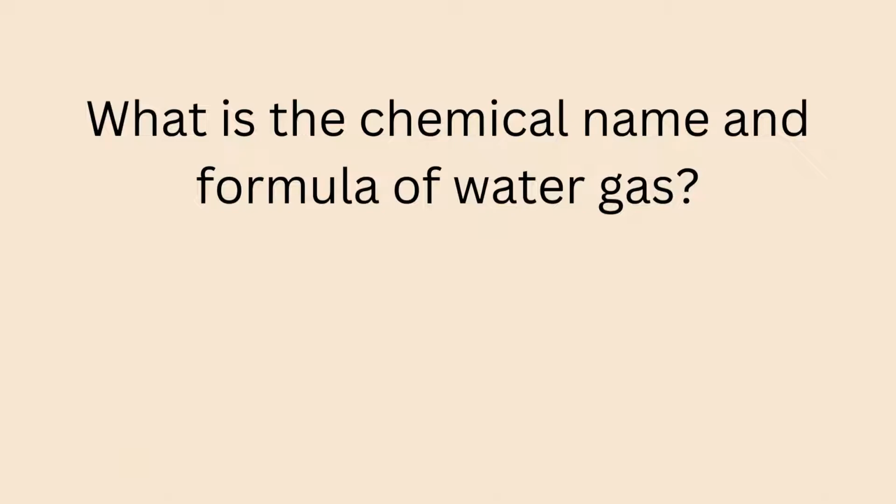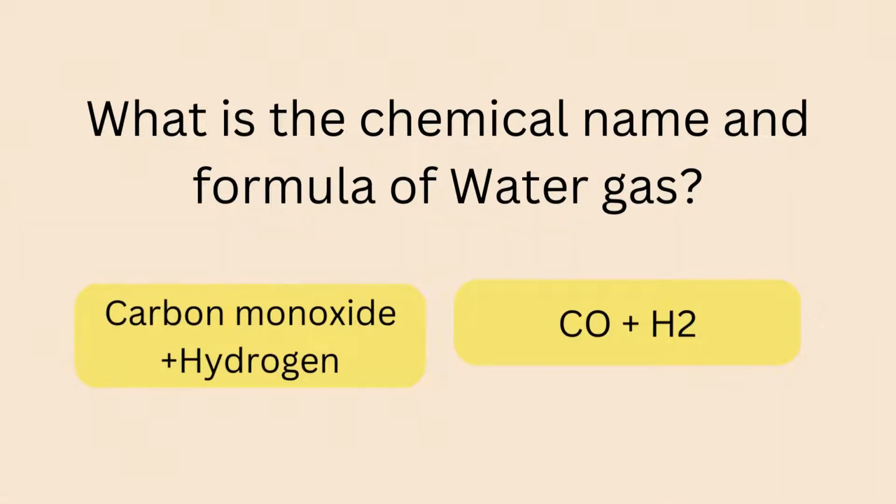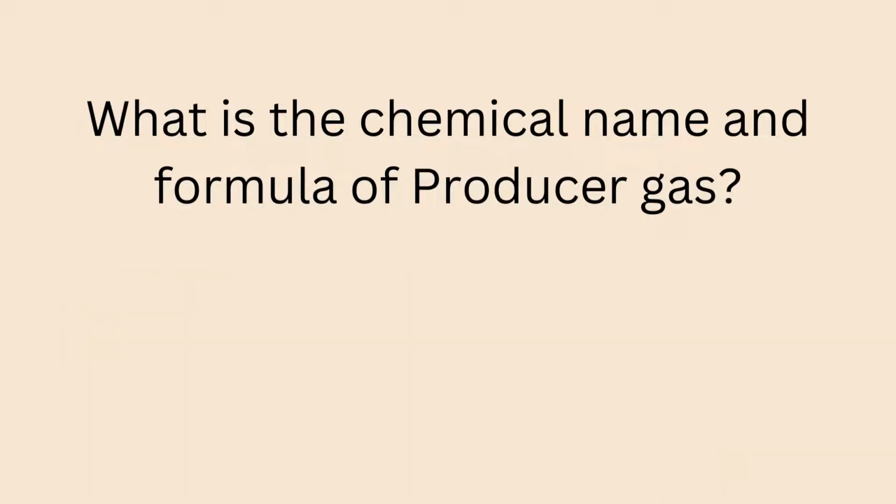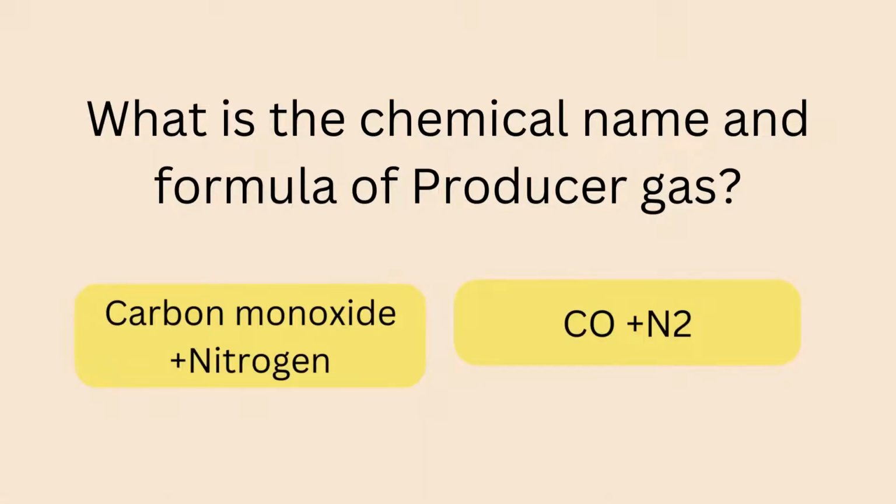Water gas is the mixture of two compounds, that is carbon monoxide and hydrogen. So the chemical name of water gas is carbon monoxide plus hydrogen, that is formula is CO plus H2. Okay. Next one. Chemical name and formula of producer gas. So water gas is carbon monoxide plus hydrogen. For producer gas, it is carbon monoxide plus nitrogen. And the chemical formula is CO plus N2.